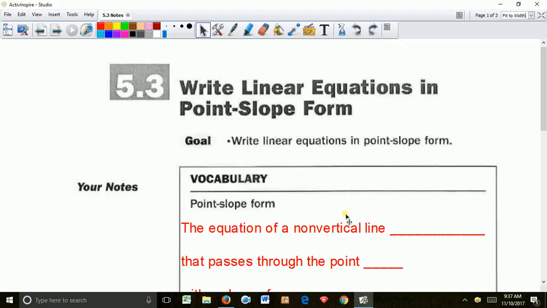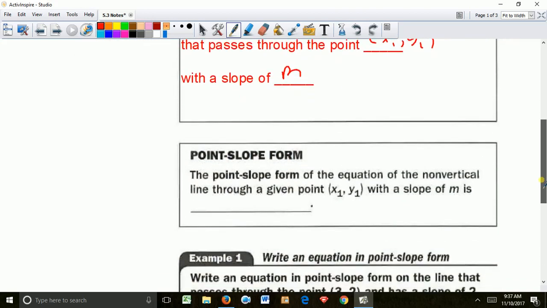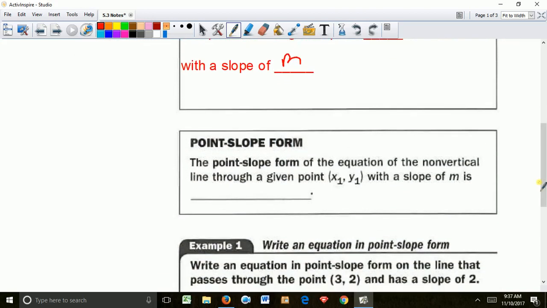In section 5.3, the goal is to write linear equations in point-slope form. By definition, point-slope form is just the equation of a non-vertical line, y minus y1 is equal to m times the quantity of x minus x1, that passes through the point x1, y1 with a slope of m. So again, point-slope form of the equation of the non-vertical line through a given point x1, y1 with a slope of m is given by y minus y1 is equal to m times the quantity of x minus x1.